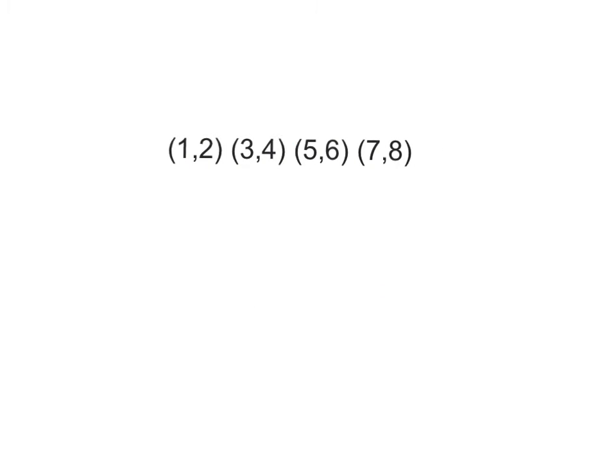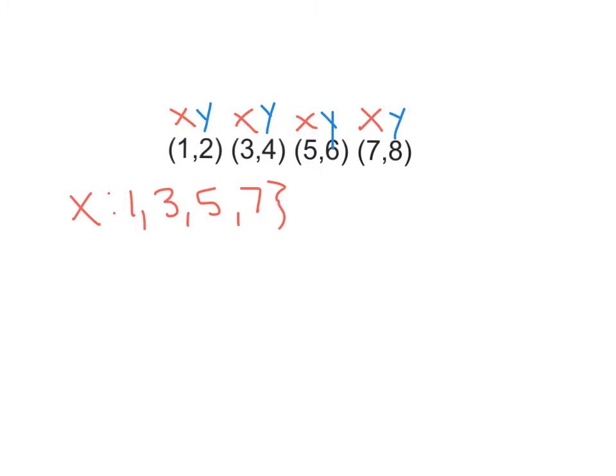Let's look at these pairs of numbers. We have 1, 2, 3, 4, 5, 6, 7, 8. So our x points are 1, 3, 5, and 7 because they're the first number in the pair, right? Because x comes before y. And our y points are 2, 4, 6, and 8. So how we could write them are our x points are 1, 3, 5, and 7. And our y points are 2, 4, 6, and 8.